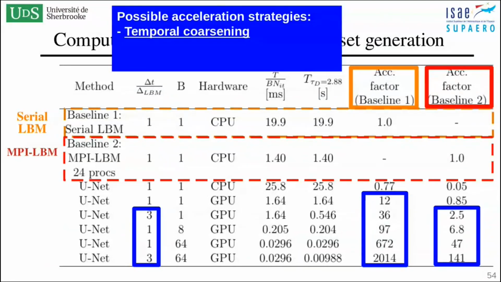The first one is the temporal portioning. So that means we are increasing the time step used by the neural network versus the time step of the lattice-Boltzmann method. And you can see here we can go up to 3, for example.